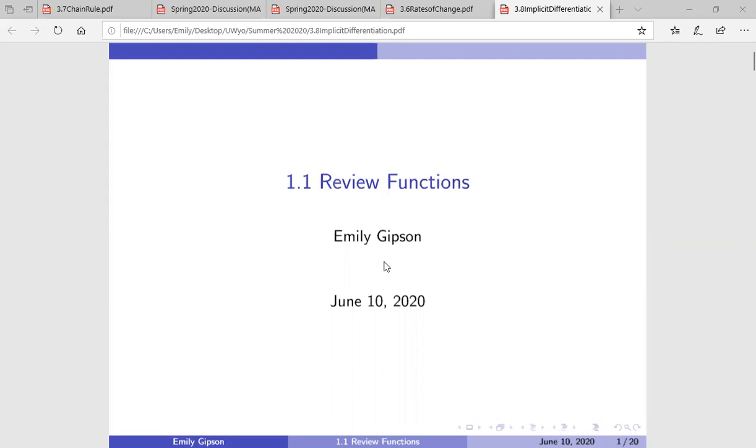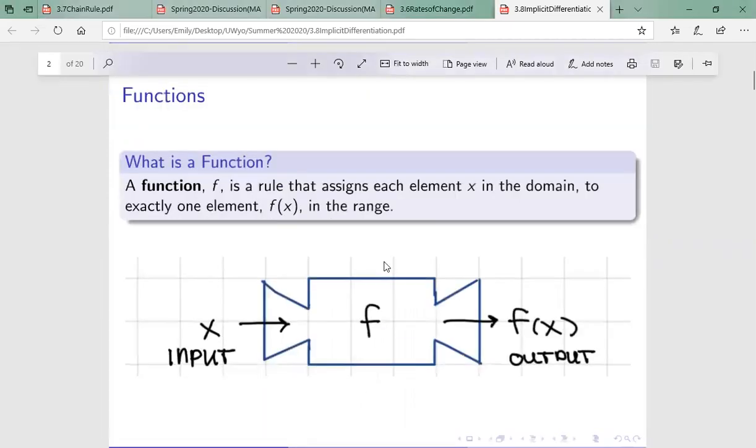So let's go ahead and start with section 1.1, a review of functions. So what exactly is a function? A function f is a rule that assigns each element x in a domain to exactly one unique element f of x in the range. So I've got my little drawing here. I've got an input. It goes into some black box. Maybe we know what happens, maybe we don't. And it goes to some output, f of x.